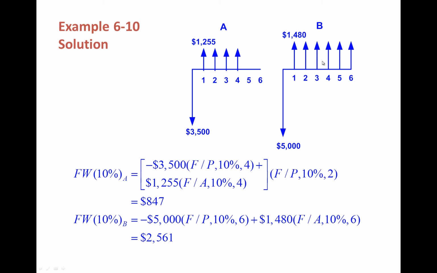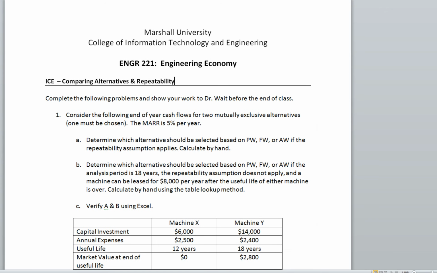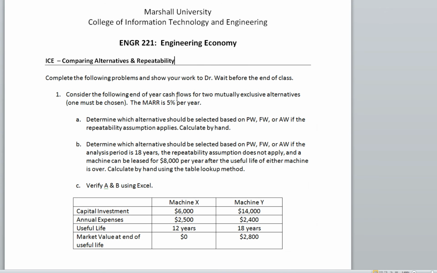And by contrast, alternative B, if you take that to the future, both the cost and the revenue, then it has a future worth of $2,561. And so alternative B is still the best option, even if you're going to be doing the reinvestment of the cash flow diagram. Now we're done with the lecture part of today, and I'd like for us to take a look at the in-class exercise.